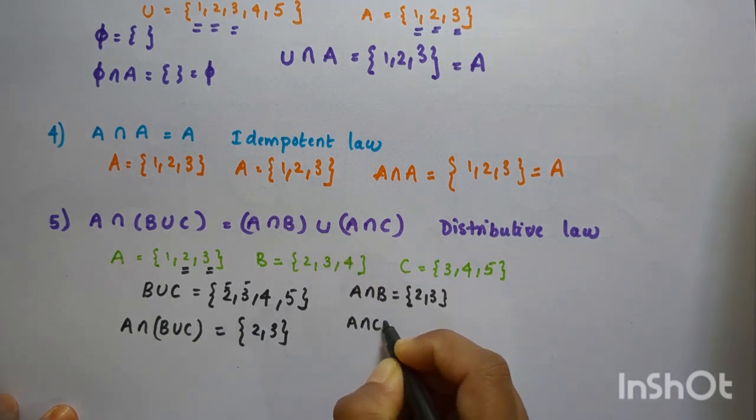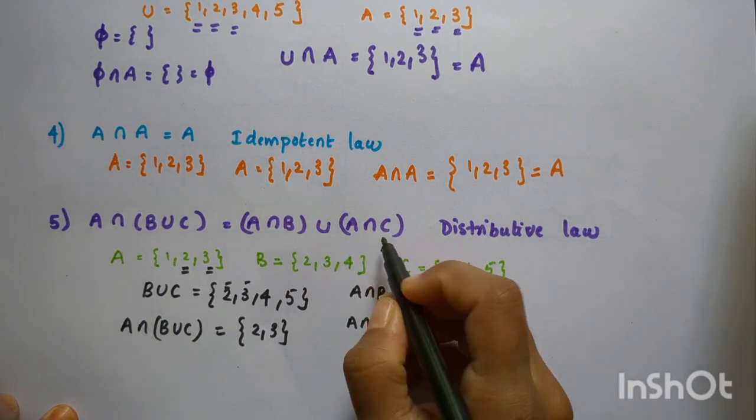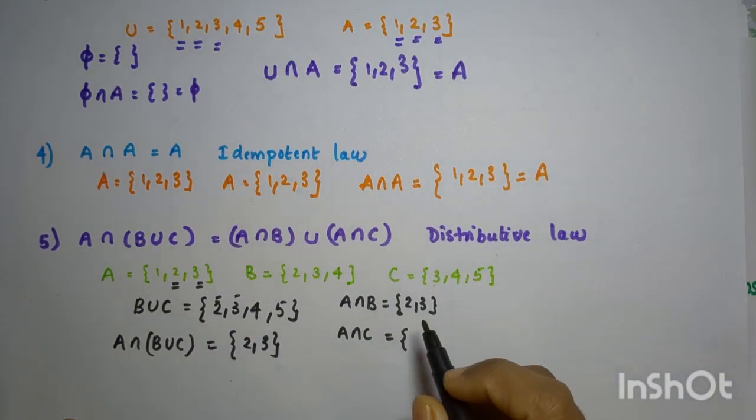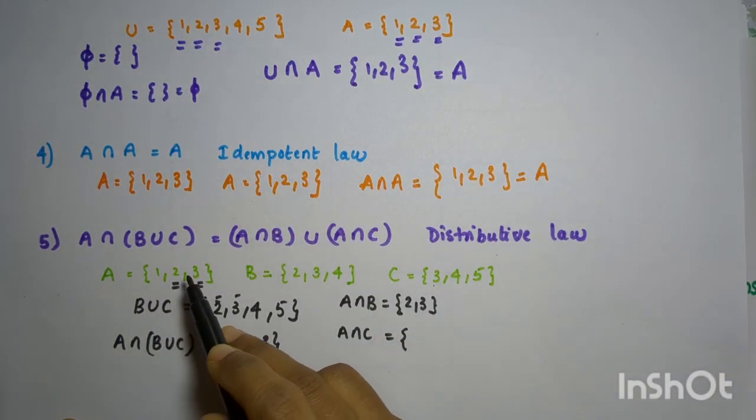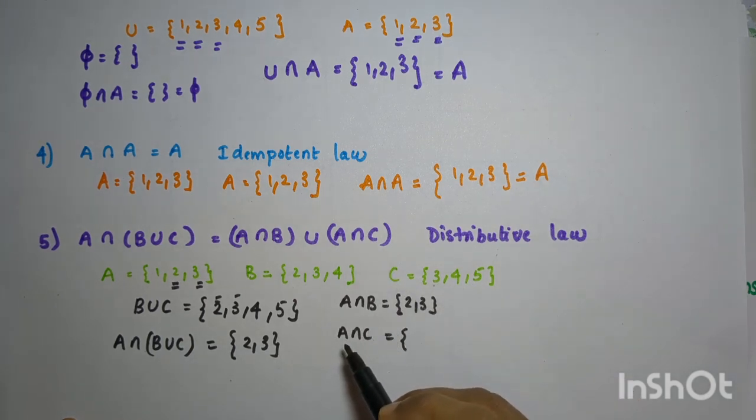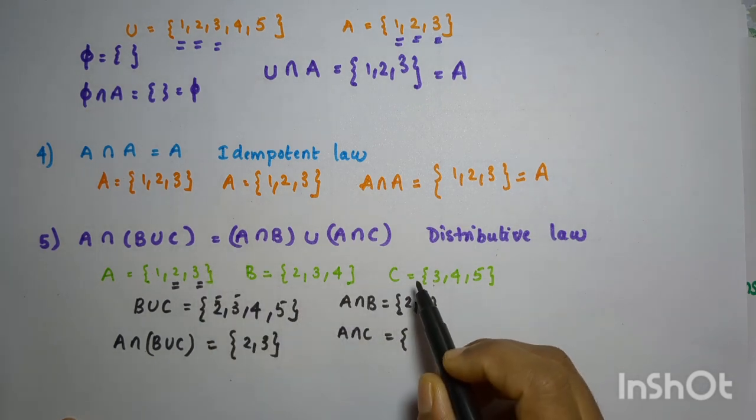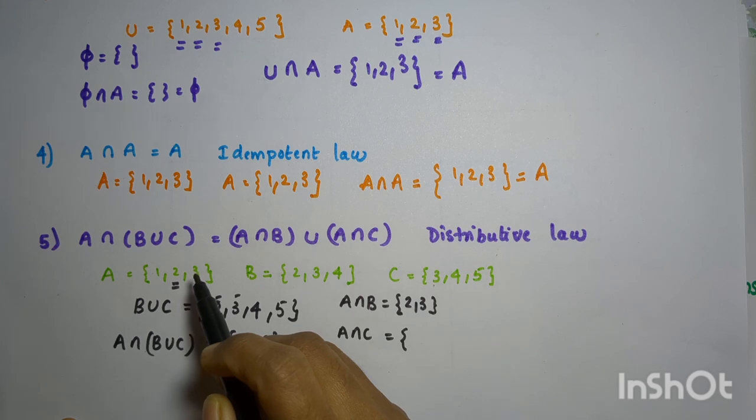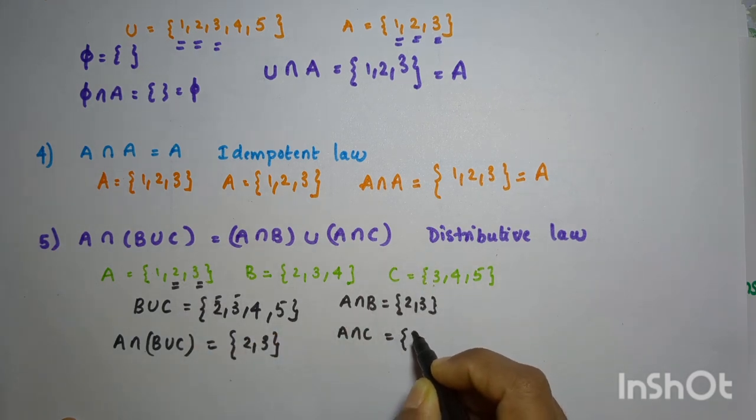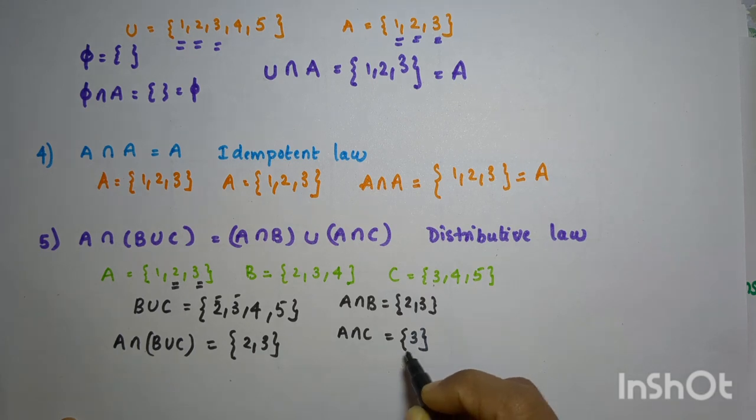A intersection C. In A we have 1, 2, 3 and in set C we have these elements 3, 4, 5. While we are considering A intersection C, we just want to write the common elements, that is the elements which belong to both A and C. The only element that belongs to both A and C is 3. So A intersection C will be the set of this element, {3}.